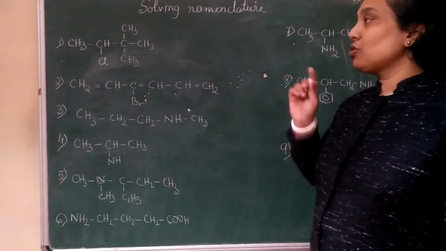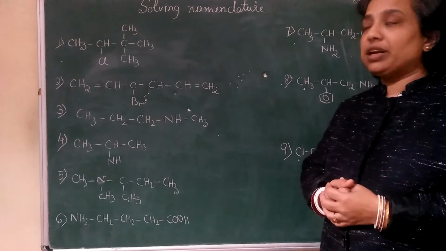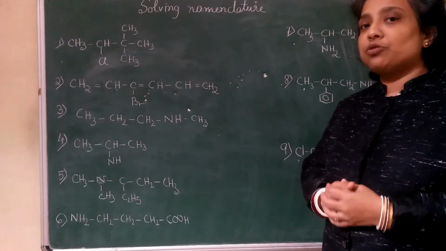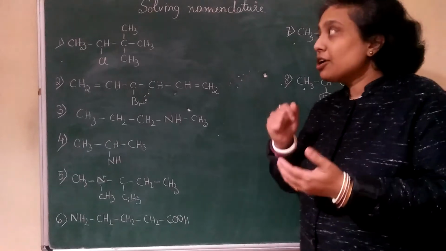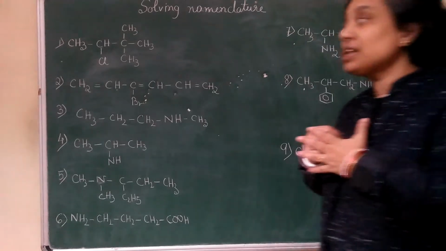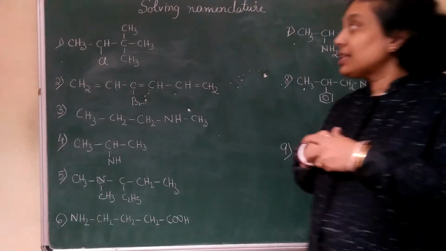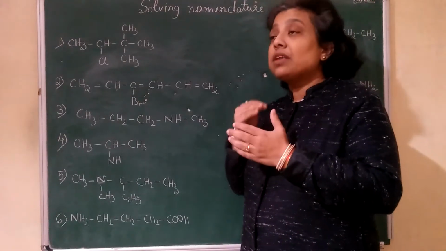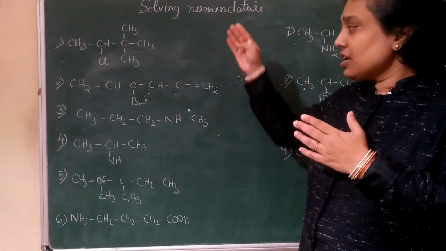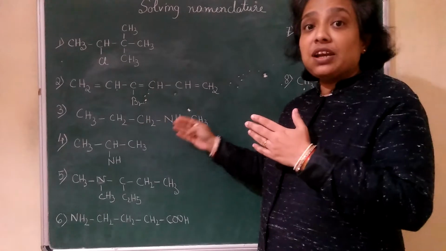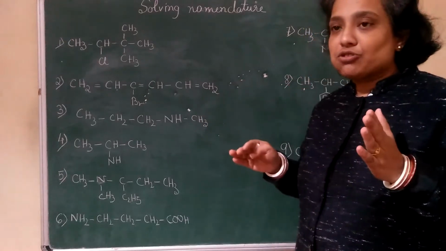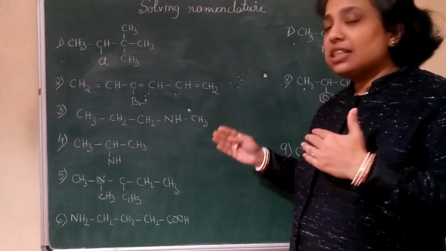According to the rules of nomenclature, if it is a long chain, the first rule is the longest chain. You have to give the longest chain. Numbering you have to give in such a way that the chain has the maximum number of carbons. Then you have to see the numbering of the substituents. There can also be different functional groups, and then you have to give priority to that functional group. Everything we'll discuss in this video.